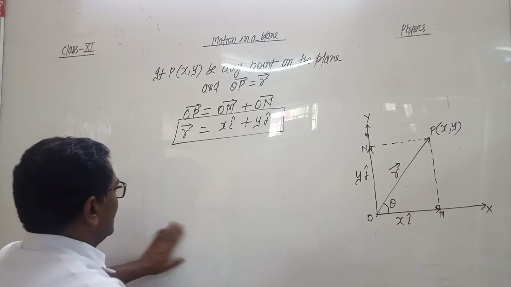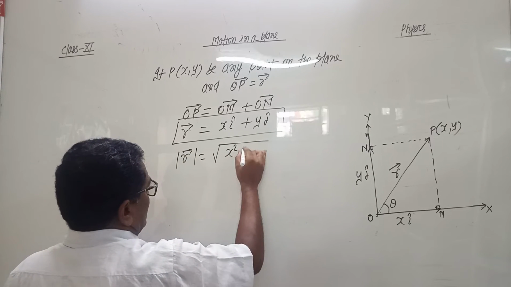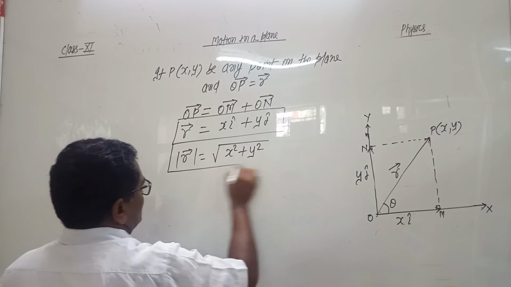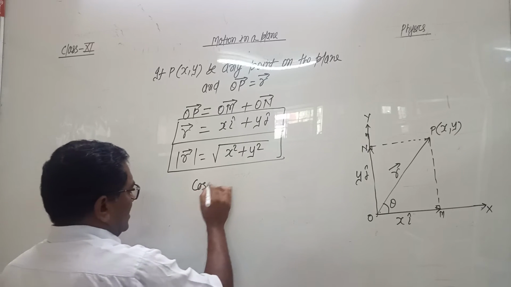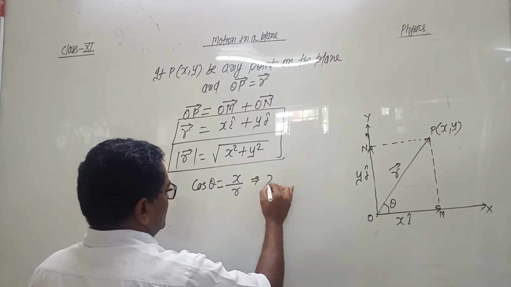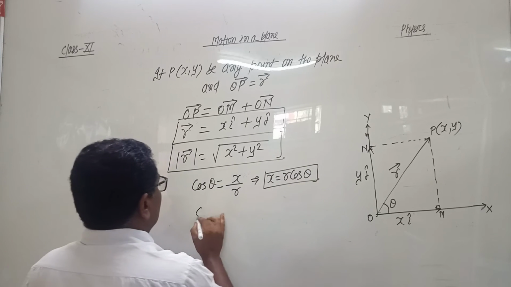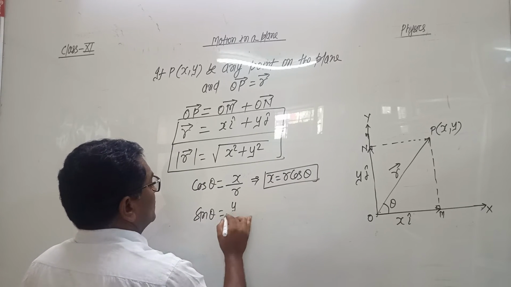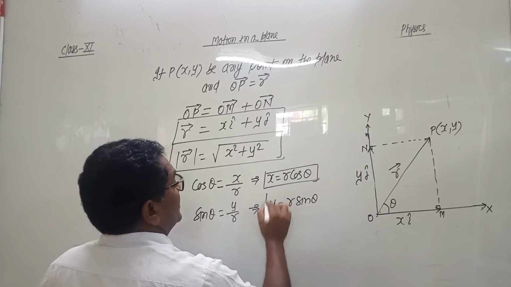And for finding the magnitude of vector R, we use the formula under root of x square plus y square. Magnitude of resultant R is under root of x square plus y square. And cos theta equals x by R, so x equals R cos theta. Similarly, sin theta equals y by R, and y equals R sin theta.